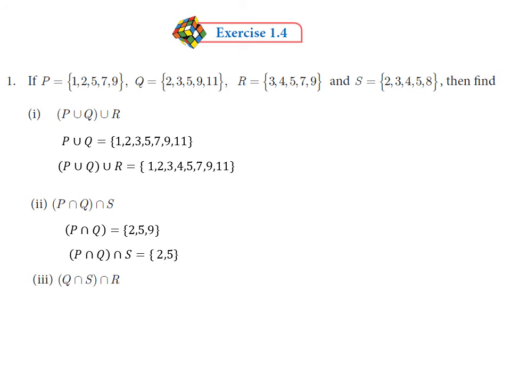Next one, Q intersection S intersection R. Look at the sets Q and S. Find the intersection: 2, 3, 5. These are the common elements of Q and S. Now with R, Q intersection S intersection R is 3, 5.